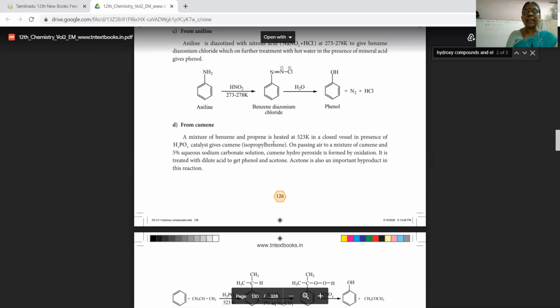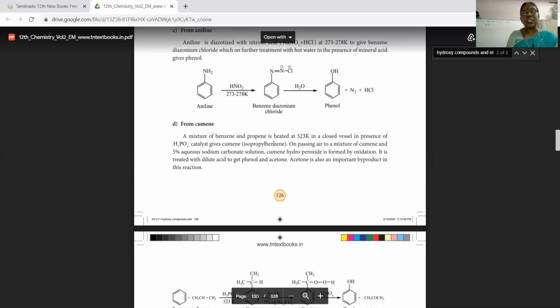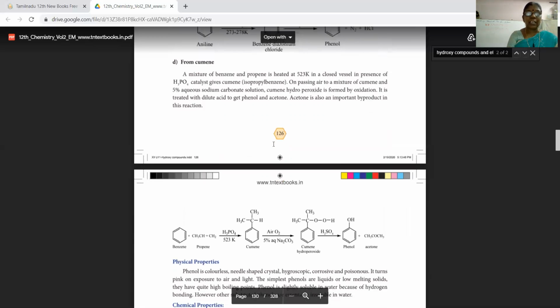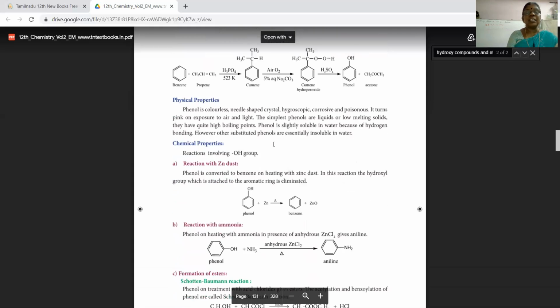On passing air through a mixture of cumene and 5% aqueous solution of sodium carbonate, cumene hydroperoxide is formed by oxidation. It is treated with dilute acid, and we will get phenol as well as acetone. And here we are getting the acetone, which is one of the important byproducts in this reaction. That equation is given here.